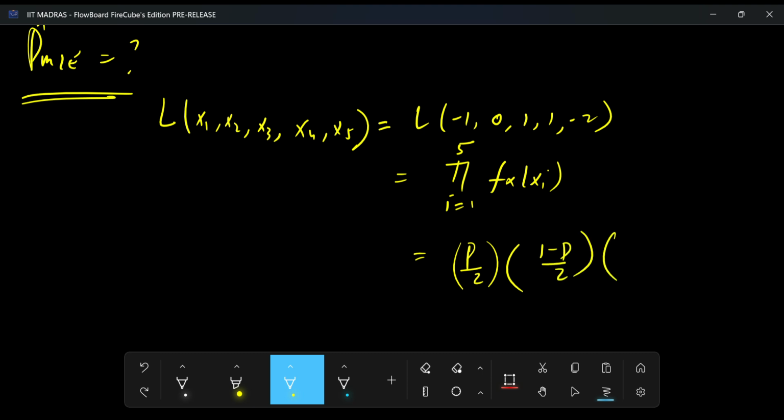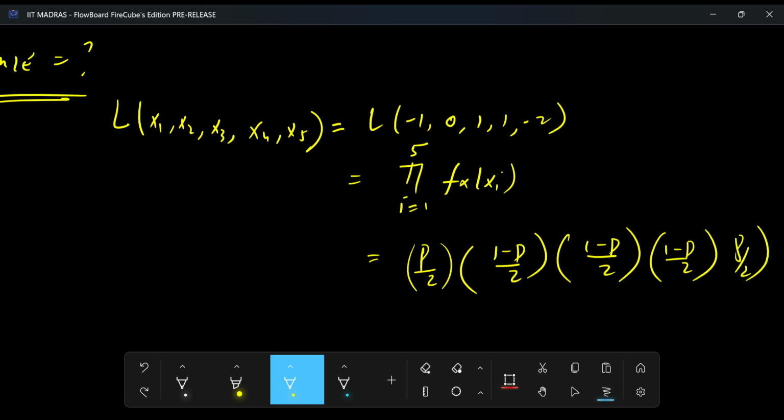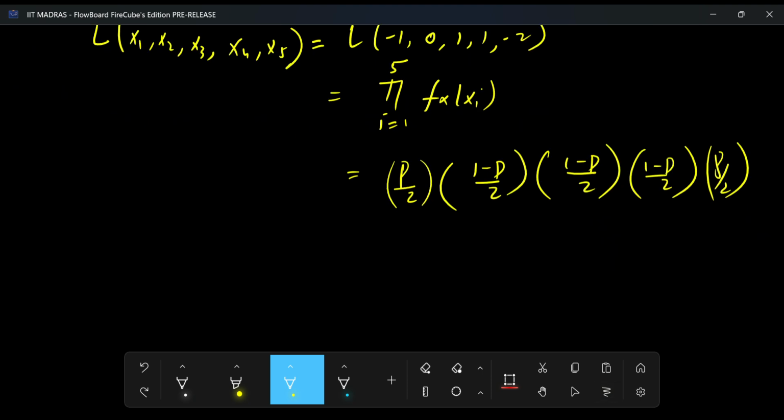At 1, what's the PDF? 1 minus p upon 2. Same at 1, 1 minus p upon 2. At -2, what's the PDF? That's p by 2. That's p by 2. So in the denominator we have 2, 4, 8, 16 and 32. And in the numerator we have p squared times (1 minus p) cubed. So this is my likelihood function.